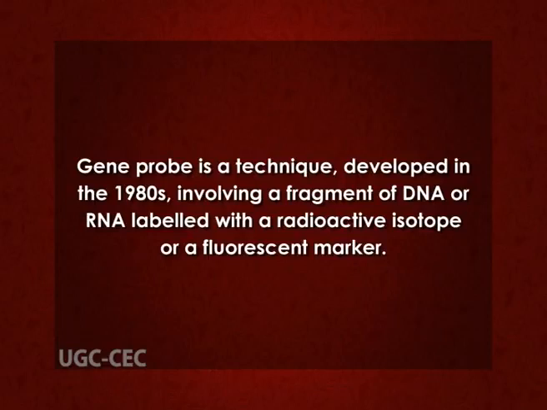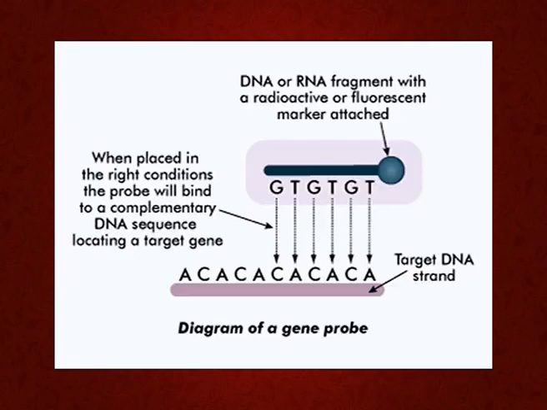Now we will shift our focus towards gene probes. A gene probe is a technique developed in the 1980s that involves a fragment of DNA or RNA which has been labeled with a radioactive isotope or a fluorescent marker. It is used to detect the presence of a particular sequence of bases in another piece of DNA or RNA.